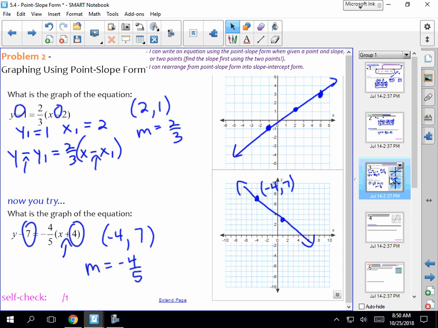All right, so I'm going to ask you to write the equation of a line in point slope form if I give you a point and a slope. If I give you the equation, you should be able to graph it. Okay, so 2 things you should be able to do so far.